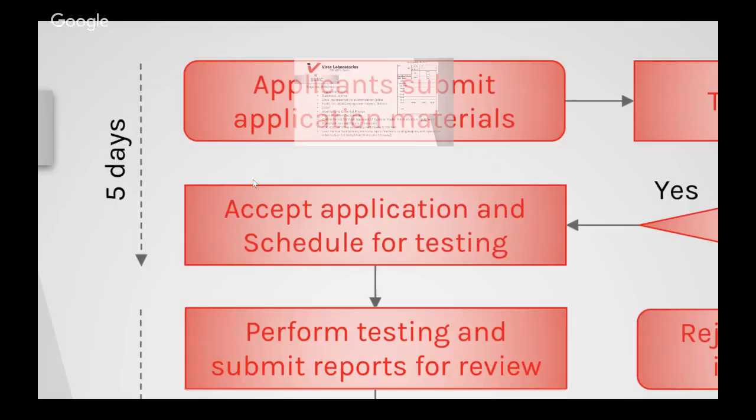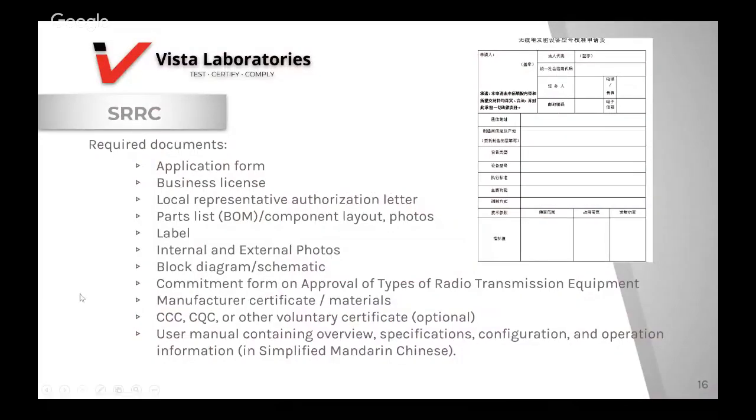So let's take a look at some of the materials required. Application form. To your right, that's a sample application form. You're going to need a business license, a local representative authorization letter, parts lists, components layout, photos, label, internal, external photos, block diagram, schematics, commitment form on the approval of types of radio transmission equipment. So this is committing to selling and operating your equipment after receiving SRC approval.